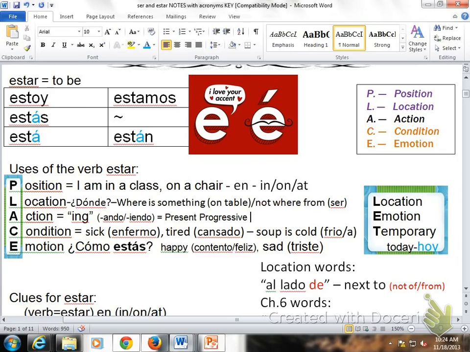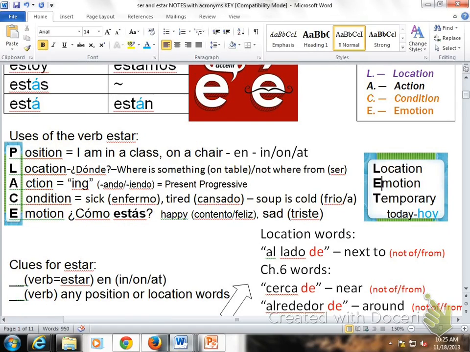Okay. Condition and emotion, to me, those two are very similar, so I use condition and emotion just by using the E on emotion right here. So you can do it whichever way you would like, the PLACE acronym or the LAT acronym, but just know that estar is more temporary, ser is more permanent, but we can't always rely on those two reasons alone.